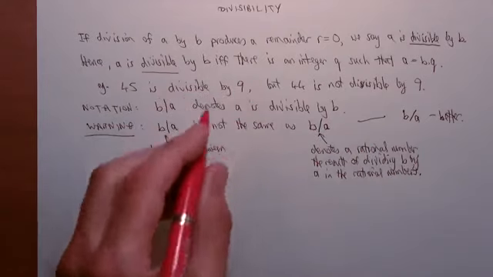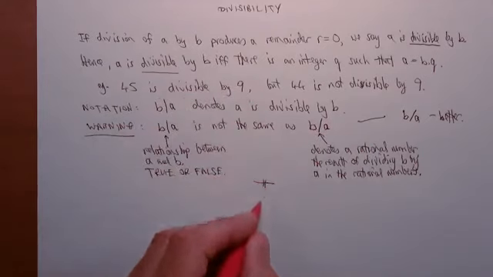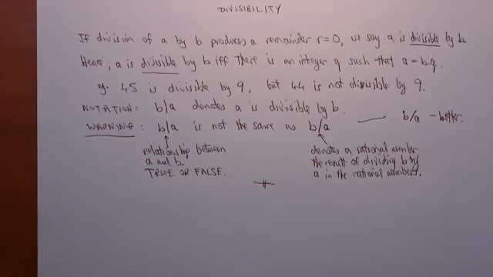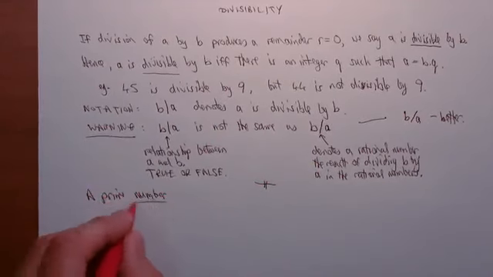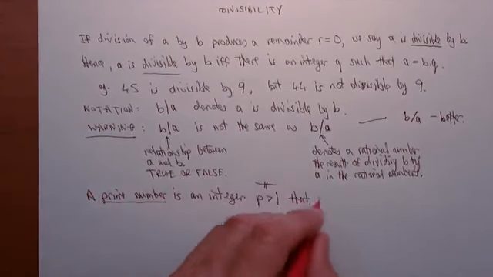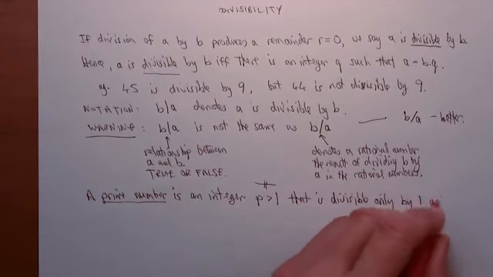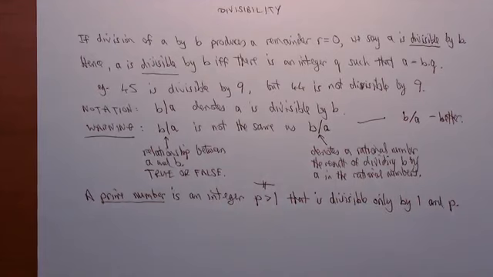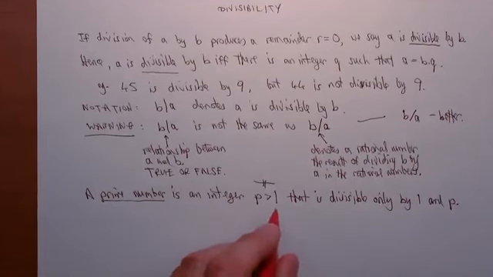Okay, and once we've got divisibility lined up, we can define the all-important notion of a prime number. A prime number is an integer p greater than 1 that is divisible only by 1 and p. Notice that we explicitly exclude 1 from the prime numbers. So the first prime is 2, the next one is 3, then 5, then 7, then 11, and so forth. Now for that quiz about divisibility.